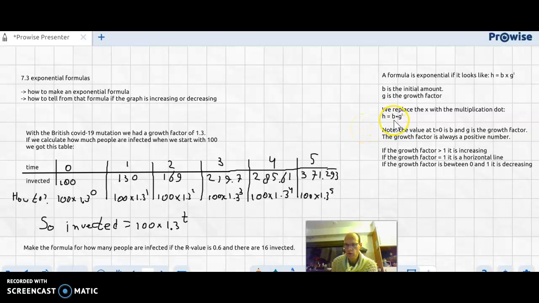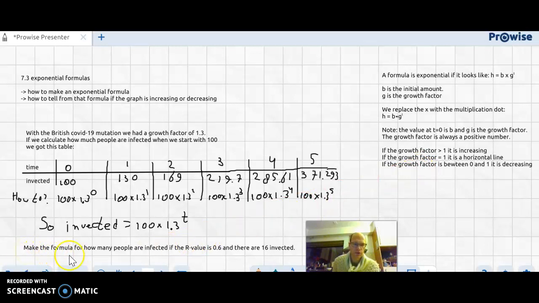The value at t is 0 is b. So you need to work out what the value is at t is 0. That is b, and the g is the growth factor, and the growth factor is always positive. If it is greater than 1, we have an increasing graph. If it is 1, we have a horizontal line. And if the growth factor is between 0 and 1, it is decreasing. It cannot be smaller than 0 or 0 itself.